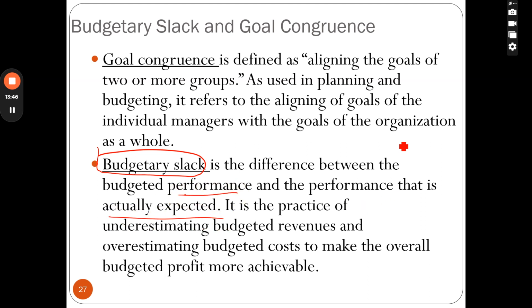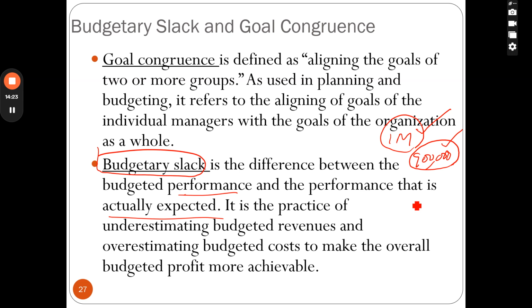For example, a sales manager knows that he is going to sell 1 million units. Okay, but he doesn't want to commit to 1 million units. What he has done is make a budget of 900,000 units, which is easy for him to achieve. So he knows that sales are going to be 1 million, but he made a budget of 900,000 units only, so that he can easily achieve it.